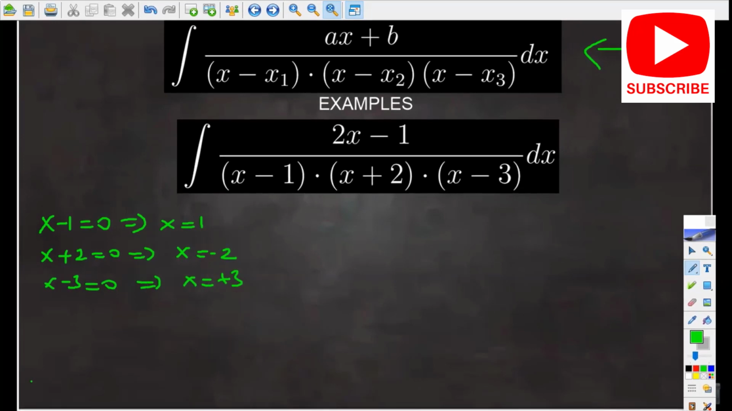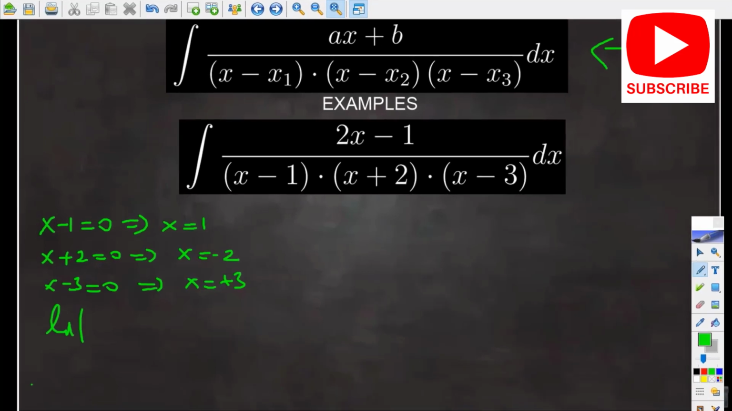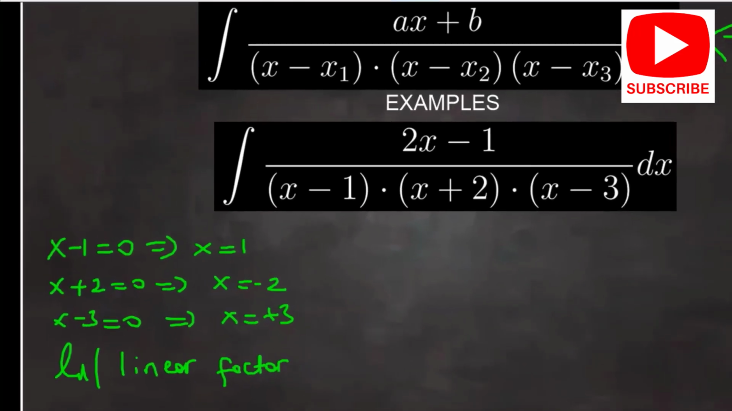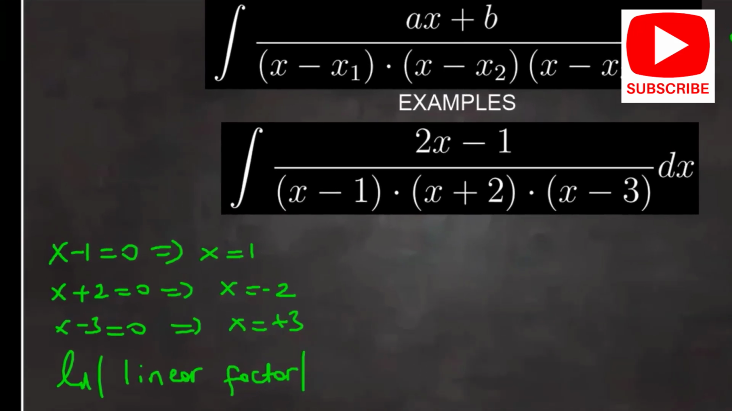The second step is plug in x values into the given expression, avoiding the linear factor. What I mean is, if I plug in x equals 1 into this indefinite integral, I'm going to ignore x minus 1, this linear factor. And step 3, multiply the result by the natural log of the linear factor. Here's how it goes. I'm going to show it to you.